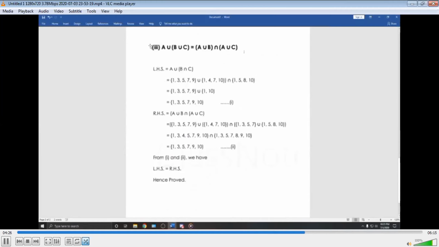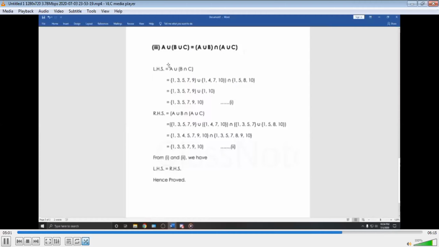The part which I am going to solve is part number 3. It states that A union of B intersection C equals intersection of A union B and A union C. It will sound complicated, so let me break it down for you. Basically, it means that on the left hand side we take intersection of B and C. We take the union of that set with set A. And on the right hand side we take the union of A with both B and C. Find the intersection of those two sets. And we will prove that these two are equal.